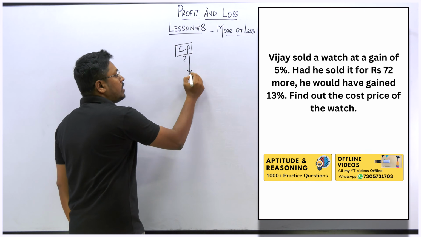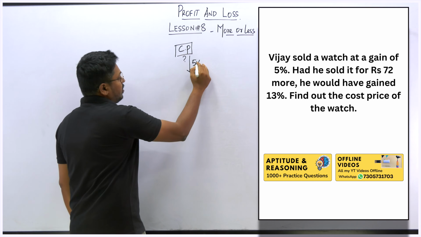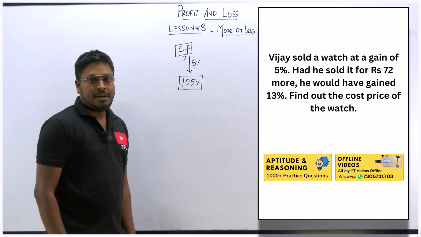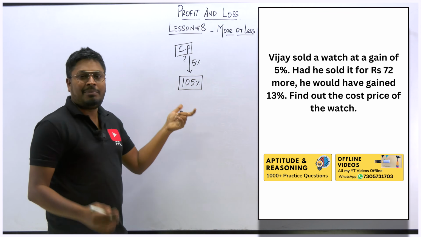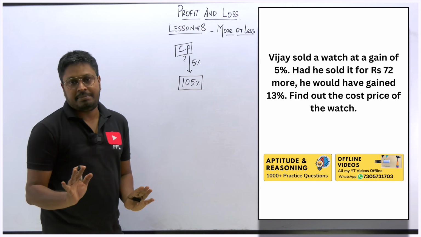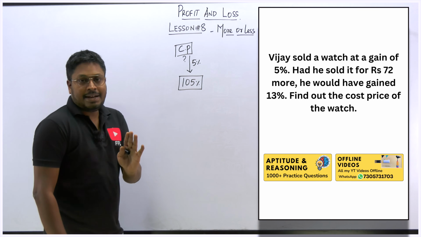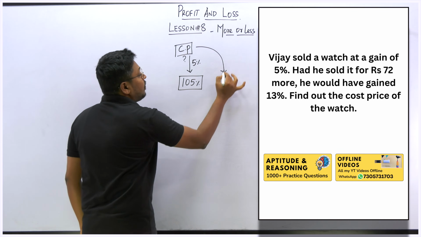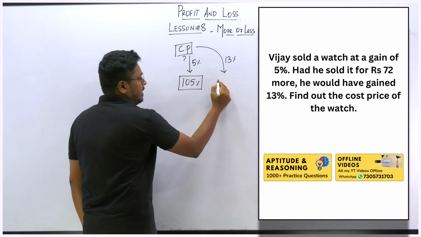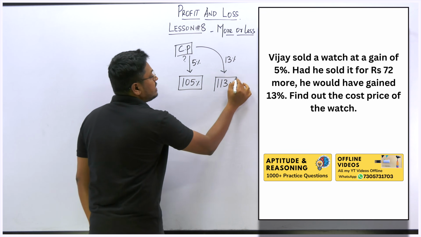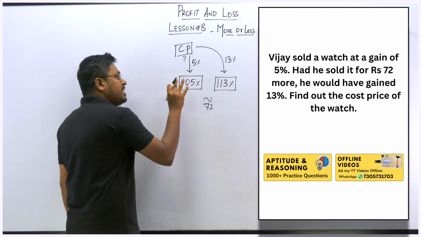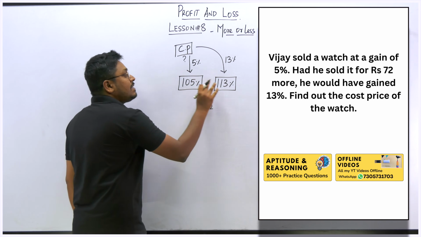He sold this watch at a 5% profit. Then it will be 105%. So the selling price of the first watch is 105, but we don't know for how much price he sold that watch. But they have given a data, right? Vijay sold a watch with a gain of 5%, which is 105%. The second data: in case he sells the watch at 13%, he could have got 72 rupees more. Which means if 113% is the selling price, then compared to the first profit, he is getting 72 rupees more.